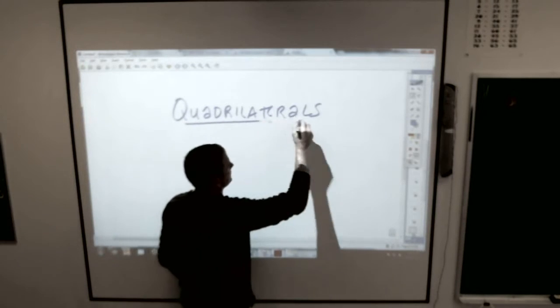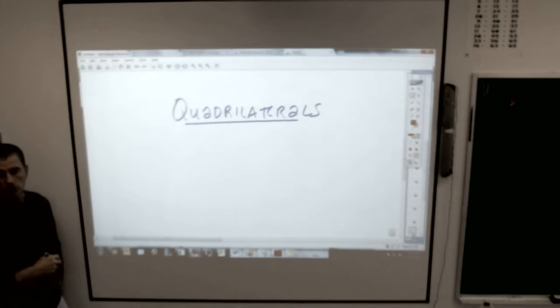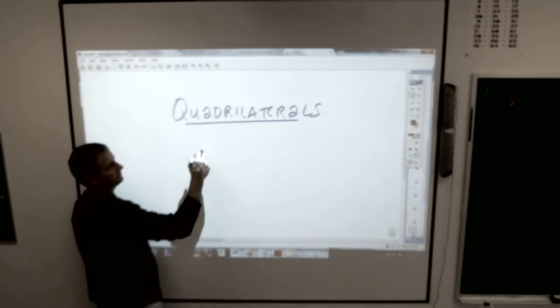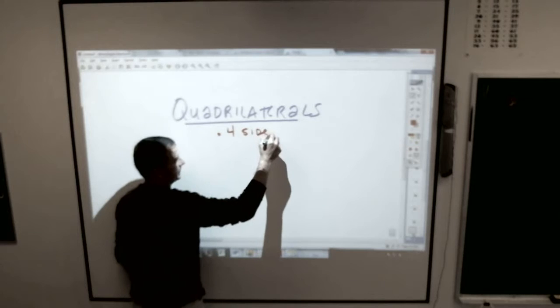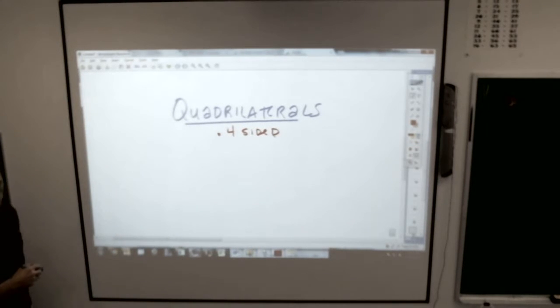What, ladies and gentlemen, are quadrilaterals? Somebody out there in the wide world of mathematics, Amelia? Four-sided shapes. Yeah. Any four-sided shapes, polygons, whatever. And that's where we're just going to make sure we know all the different definitions of those things there.